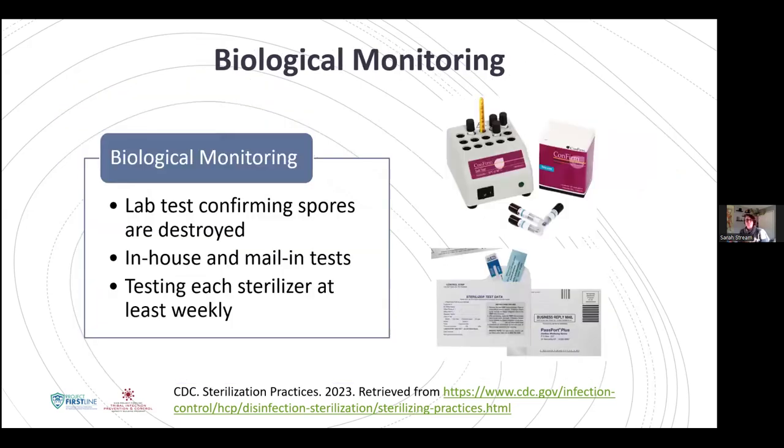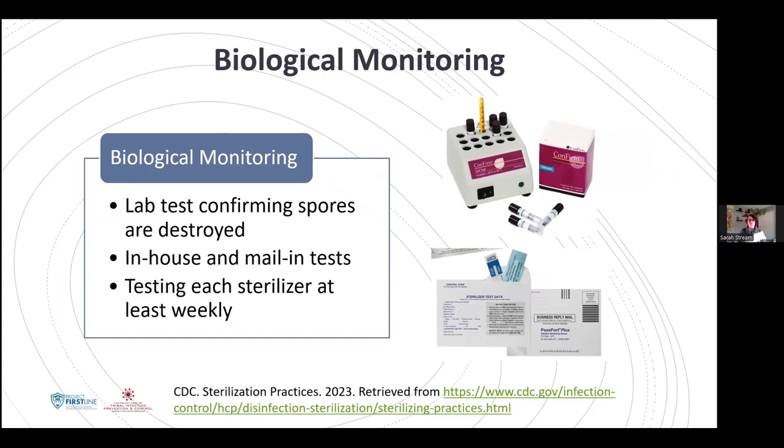Our last type of validation is biological monitoring. This actually has bacterial spores in these little vials or in the strips. And you run it and it gives you confirmation that your sterilizer is actually destroying those bacterial spores. There are mail-in and there are in-office incubation types.